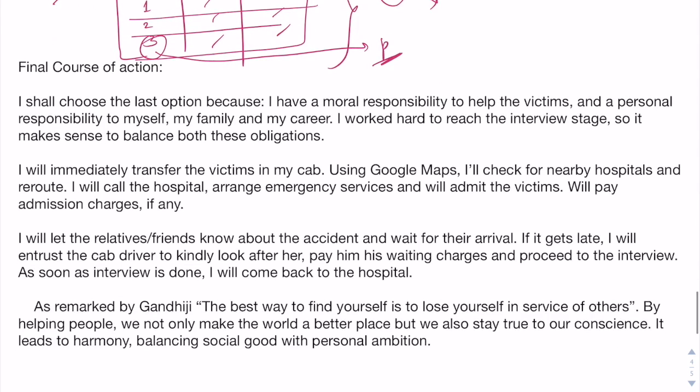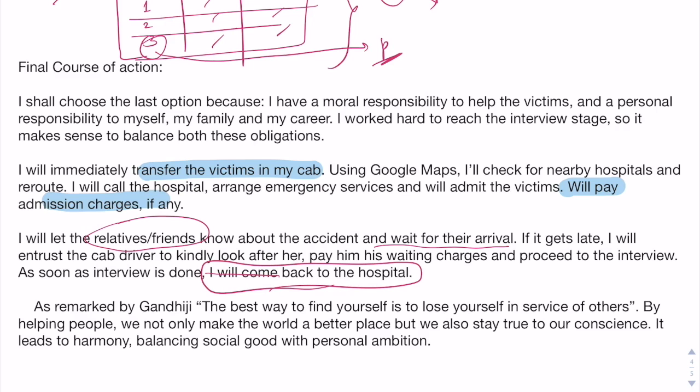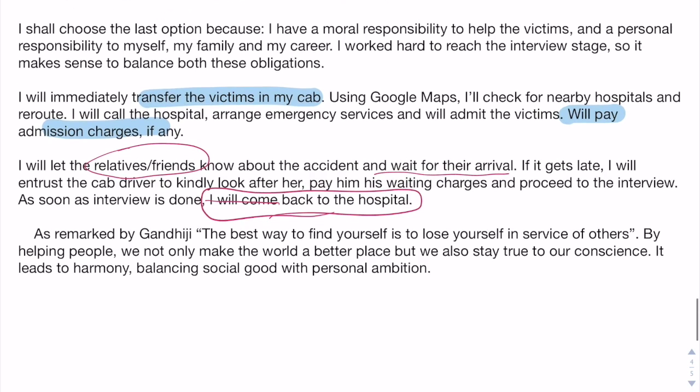So here in the final course of action, you do mention in detail how you will implement this. You'll write in specific details with clear steps, such as first you will immediately transfer the victims to the cab. Using Google Maps, you will go to a nearby hospital and admit them and pay any charges if required. Then you let your relatives and friends know about the accident, wait for the arrival, etc. And finally, you also say that you will try to reach the interview in time. At the same time, after finishing it, you come back and then check on your relatives of their well-being. So this way you make a balanced case, a practical case as to how you can balance both the situations.